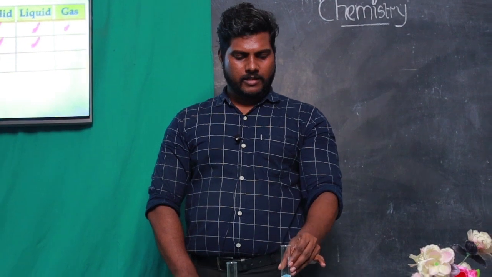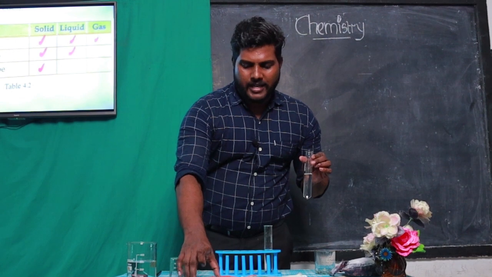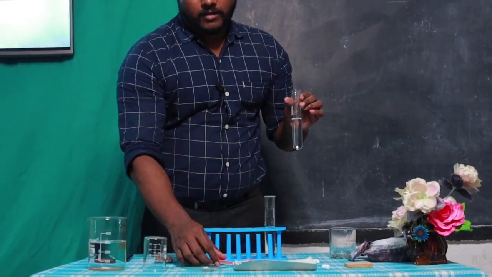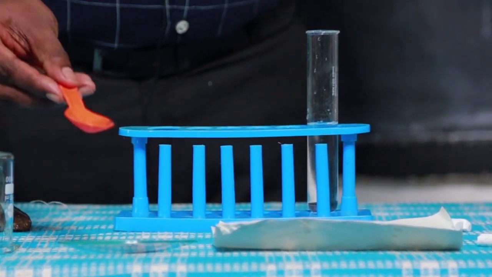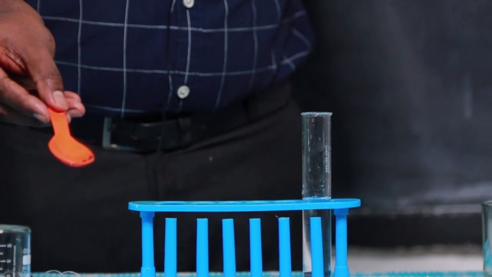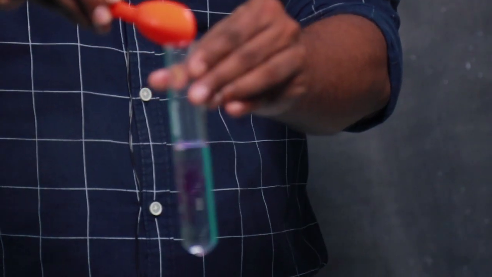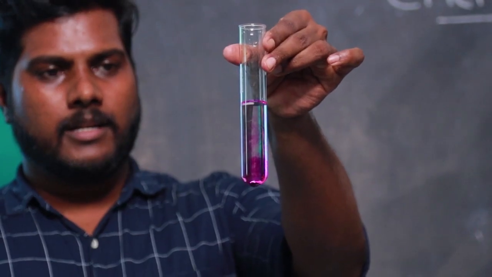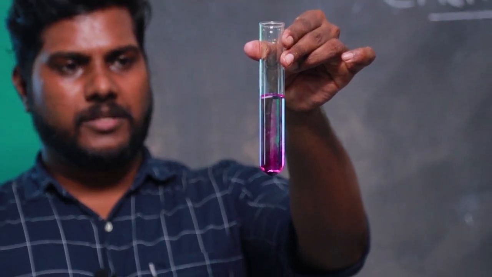Another experiment: you can see here potassium permanganate crystals. I take a few crystals of potassium permanganate and put them into this solution. You can see the crystals dissolve, that is, they become tiny particles.